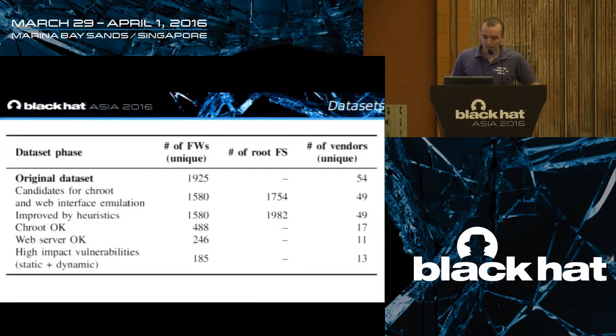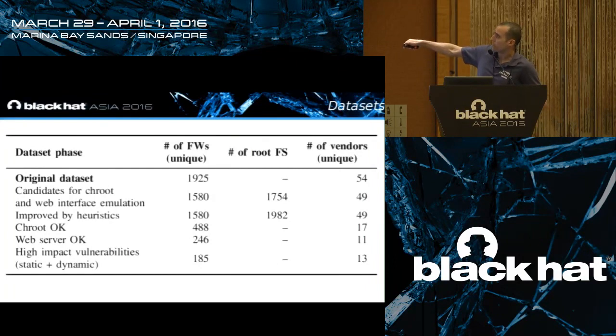So, very quickly about the data sets. We started with almost 2,000 firmware files, and we filtered out around 1,500, which are Linux-based full file systems and show potential for a web server inside. And this is the number of vendors at each stage. We started with 54 vendors and 2,000 firmwares, and then we filtered and are left with 49 vendors and 1,500 firmwares.